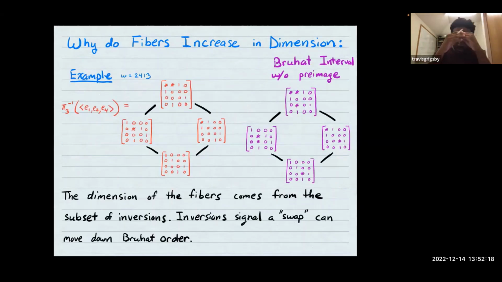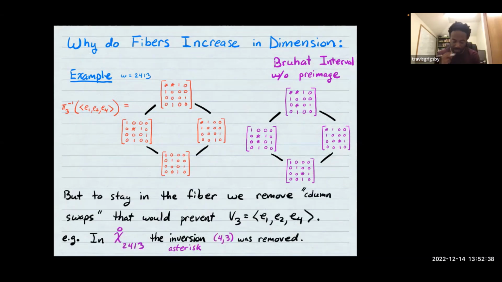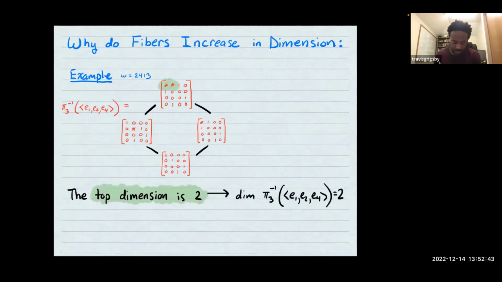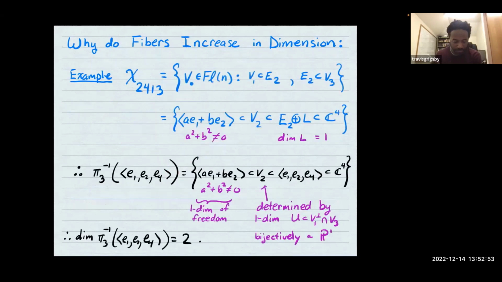Okay. So if you write out the pre-image, then you can see the dimension is 2. You just look at all the dimensions of the cells in the pre-image, and you look for the one that has the largest dimension. The top dimension is going to be the dimension of the pre-image. So the top dimension is 2 in this case. And so the dimension of that fiber is 2.